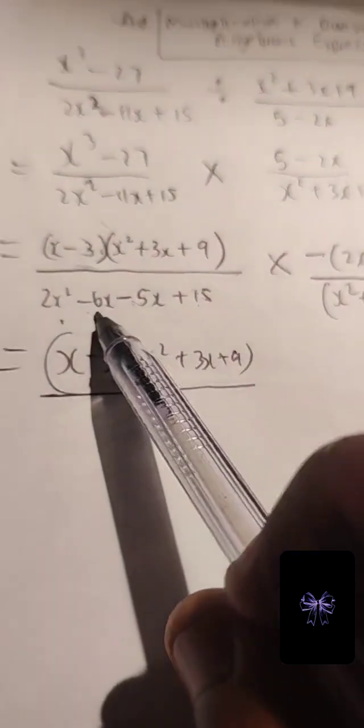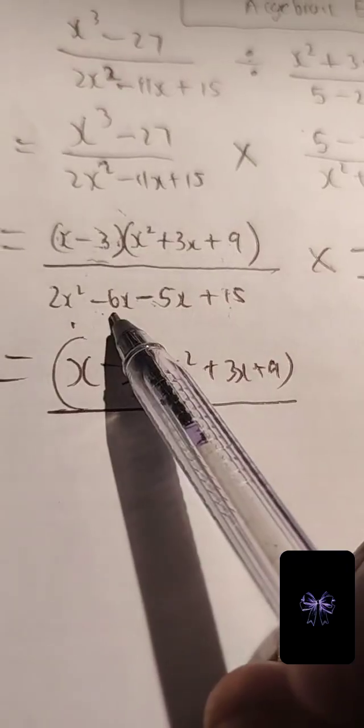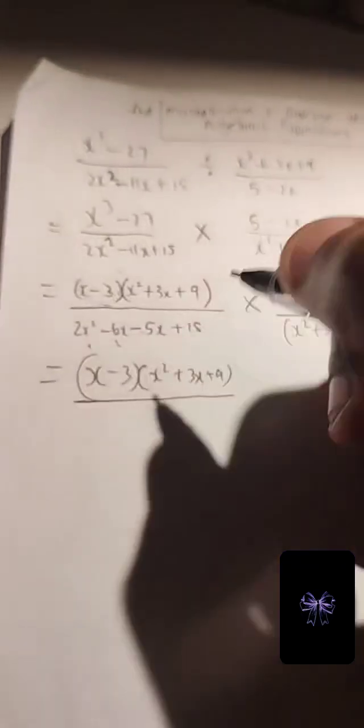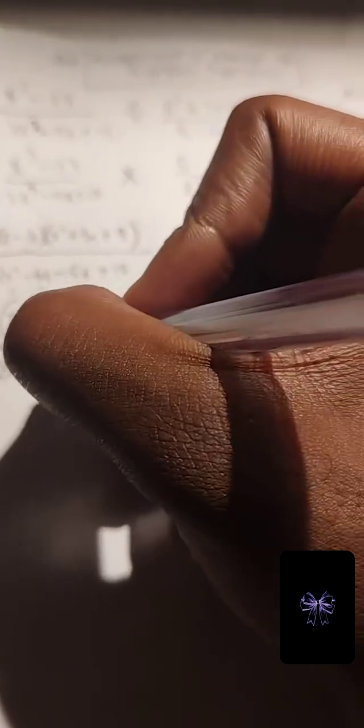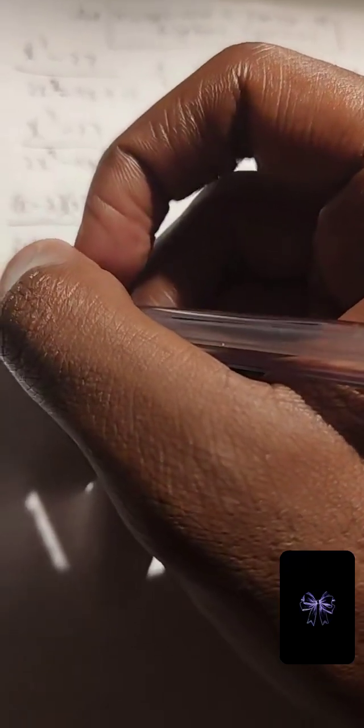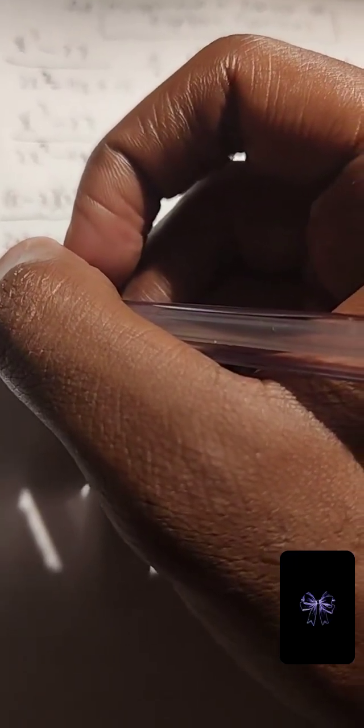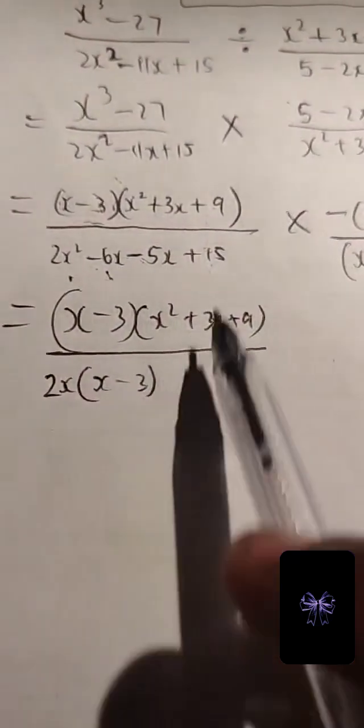2x squared minus 6x. We can take out a common factor of 2x. Then we are left with 2x... no, we are left with x minus 3. Awesome. Okay, that's what I wrote.